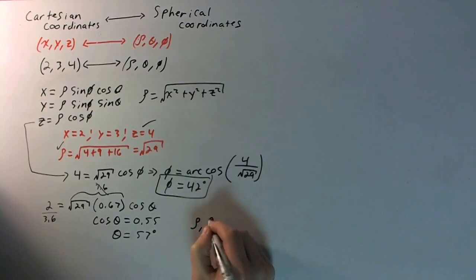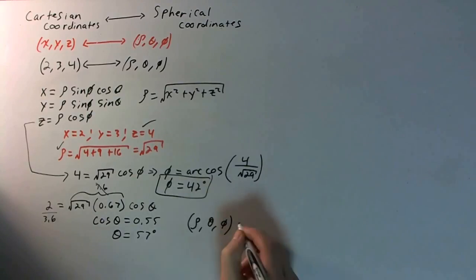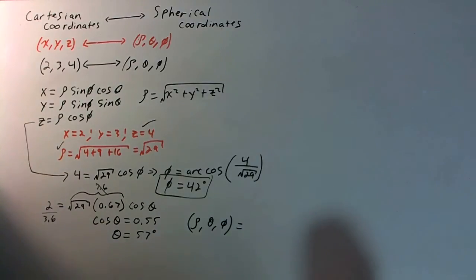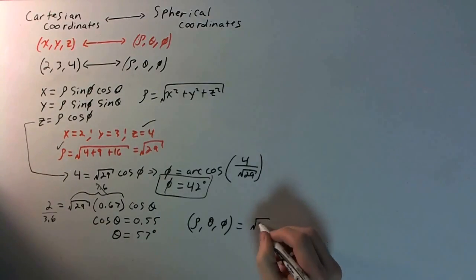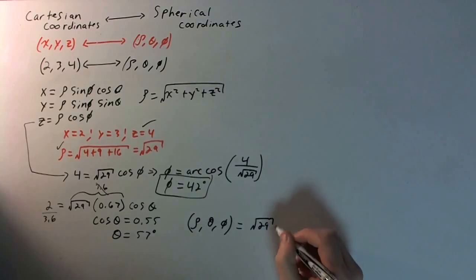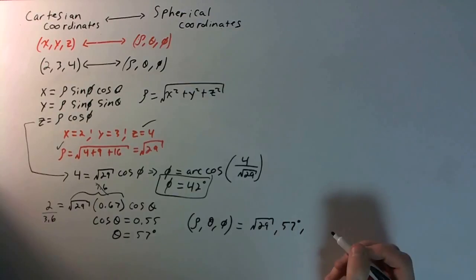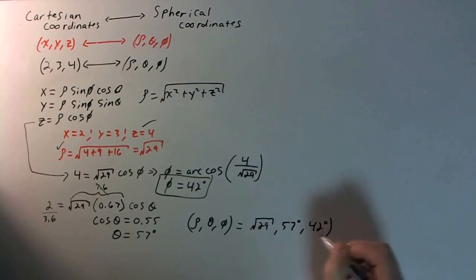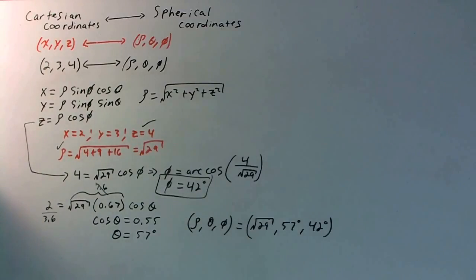So then, therefore, rho, theta, and phi is going to be equal to the square root of 29, comma, theta, which we just calculated is 57 degrees, comma, phi, 42 degrees. All right? So basically, I'm sure on an exam or a homework problem, you'll get numbers that work out really nicely, like 60 or 90 or something like that. But these three numbers I just picked off the top of my head and felt like converting into spherical coordinates.